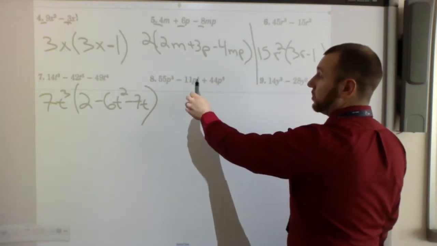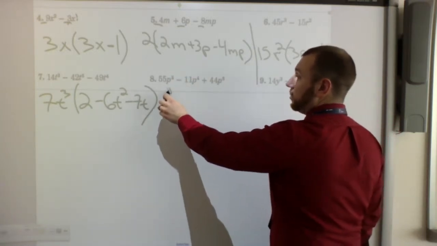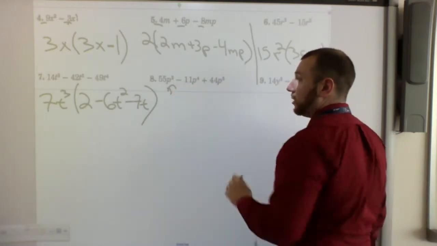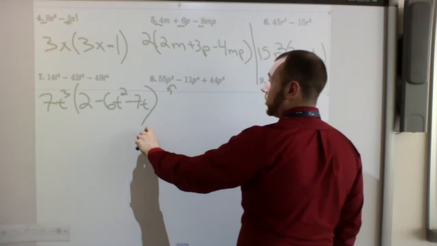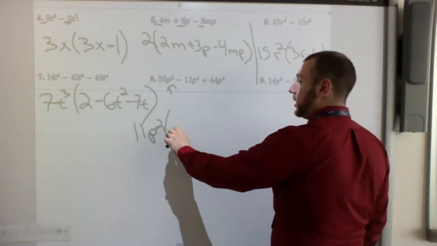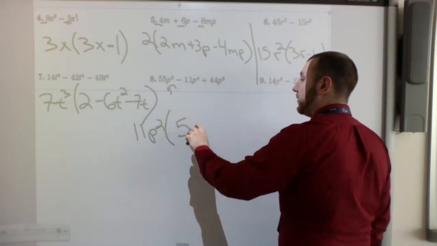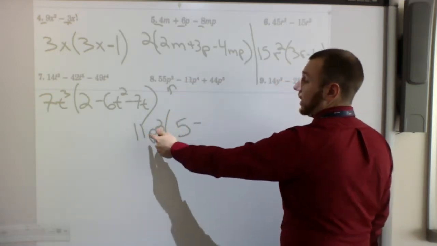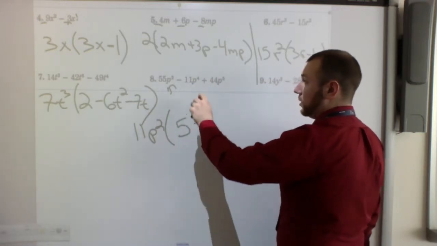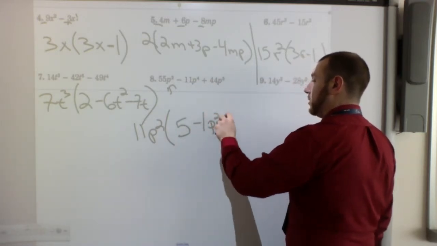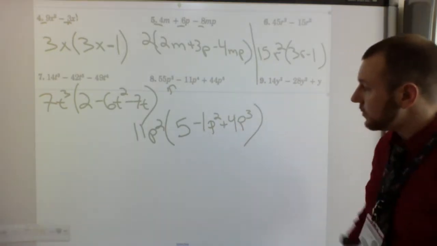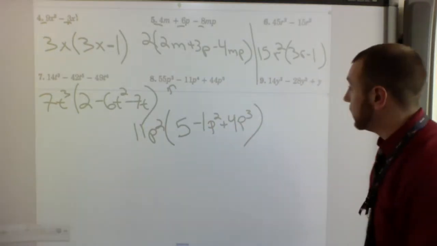Okay, you notice that there's p's, but the lowest p is p squared. And these numbers are all multiples of 11. So it's just 11 p squared on the outside. And I would be left with 5 minus, those 11s cancel out into 1. So I can write 1 p squared plus 4 p to the third. So that's left with my trinomial.